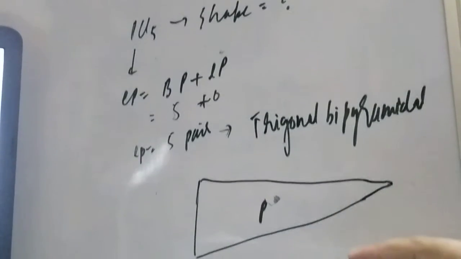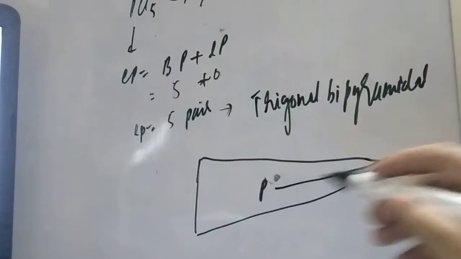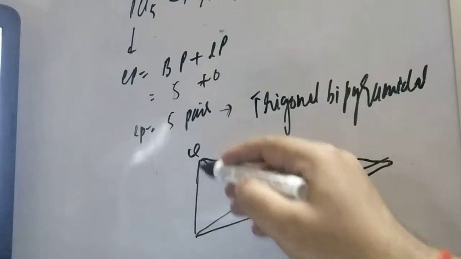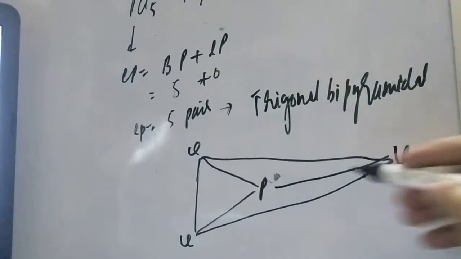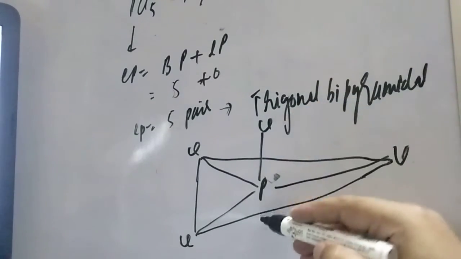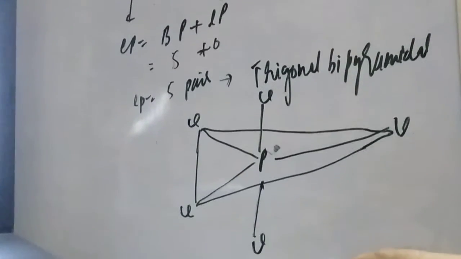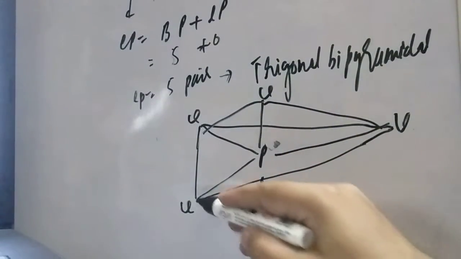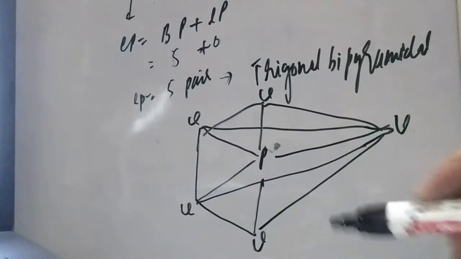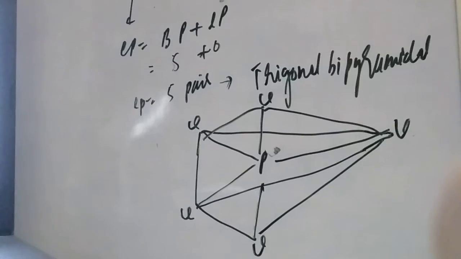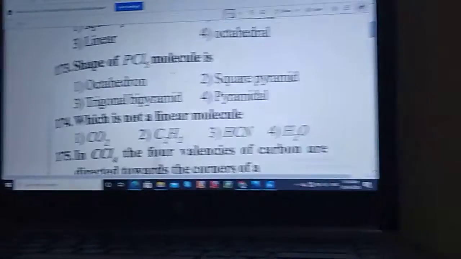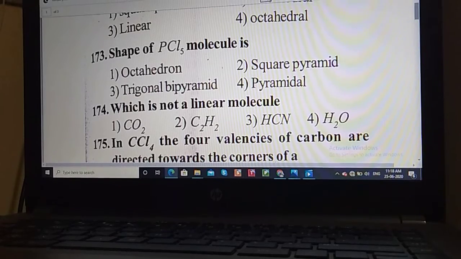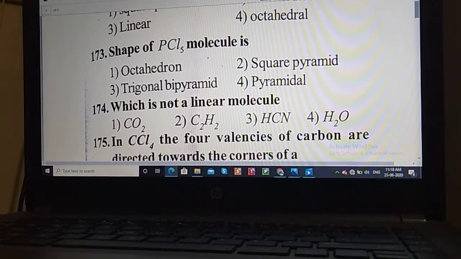Here is phosphorus. One bond will go here, one bond here and one bond here, and here is one Cl, and top one Cl and bottom one Cl. So what is this structure, student? This is trigonal, and one pyramid is up here and one pyramid is down here. So the PCl5 structure is trigonal bipyramidal. Which option is correct, student? In question 173, option number 3 is correct, trigonal bipyramidal.